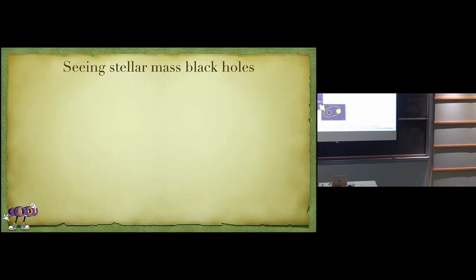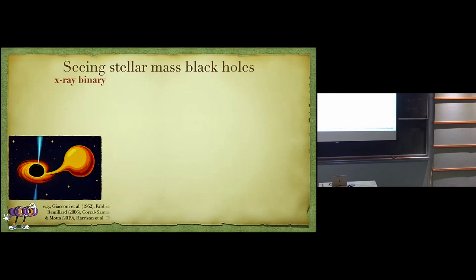All right, so let us think for a second, how do we actually detect stellar mass black holes that emit no light? So, a very time-honored method is to catch a black hole in the act as it's eating something. These are X-ray binaries. In this talk, I'm going to focus on low-mass X-ray binaries, but the extension to high-mass X-ray binaries is really natural.